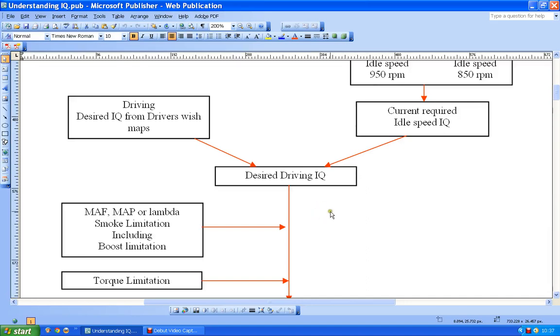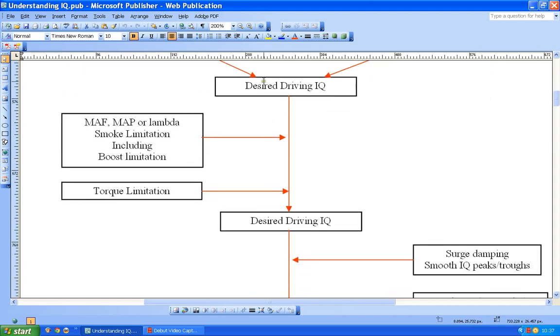Okay, this is the point at which I finished discussing in the last video, reaching the desired driving injection quantity, or IQ. And I won't go into how we got there because obviously I've just talked about that on the previous video. Having got that value, we can't just use it, because if we did, we would have no way of knowing if there was the right amount of air to burn the fuel, and all sorts of other complicated bits and bobs to do with the ECU would just get totally confused.